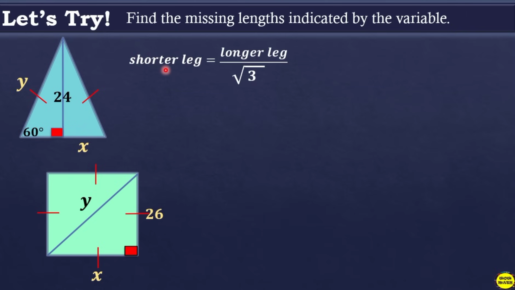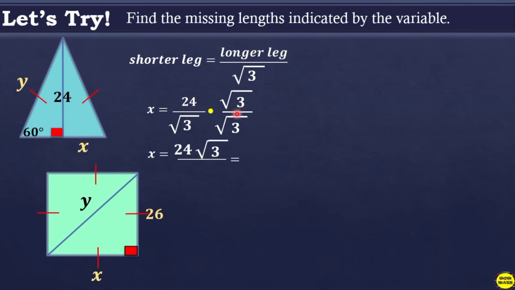So, for us to find the shorter leg, since given yung longer leg natin, i-divide natin si longer leg by square root of 3. So, we have x, which is your shorter leg, is equal to 24, your longer leg, divided by square root of 3, times, rationalize natin, so that is square root of 3 and square root of 3. So, 24 square root of 3, ito po ay magiging 3. So, 24 divided by 3, this is 8. So, 8 square root of 3. Therefore, the length of your shorter leg is 8 square root of 3.